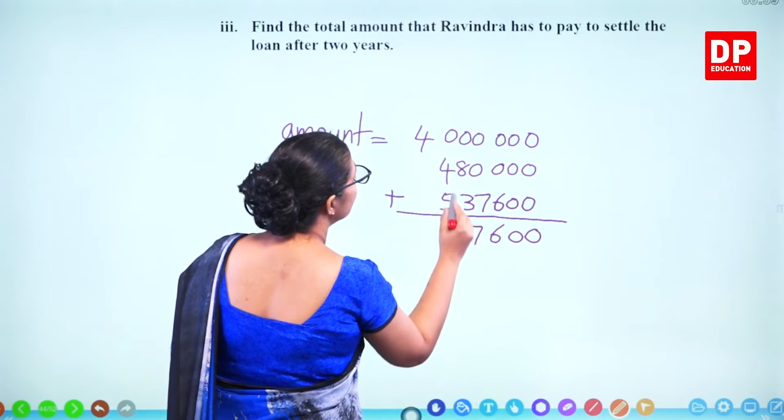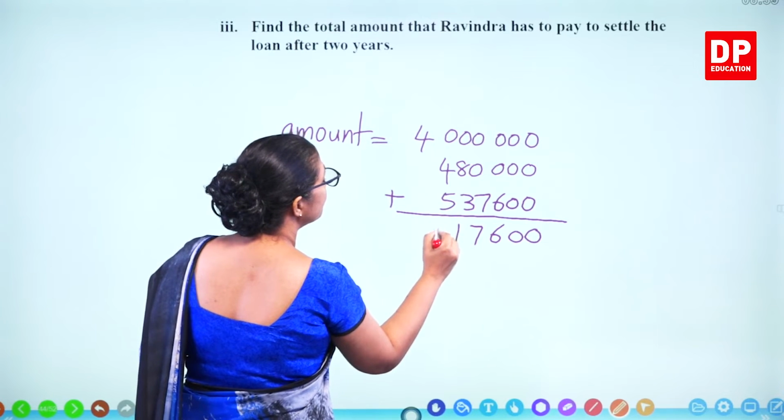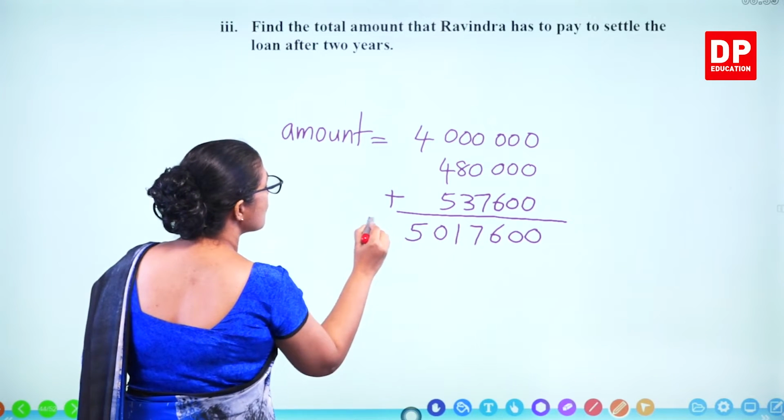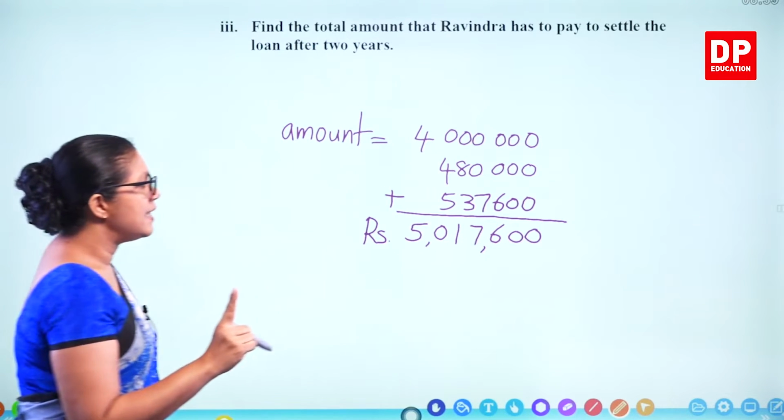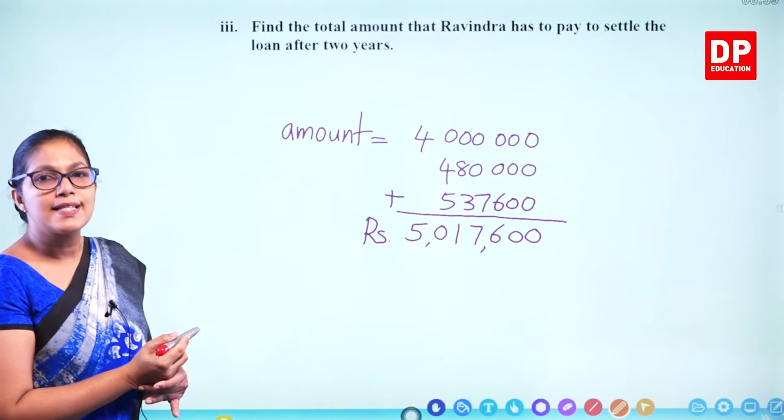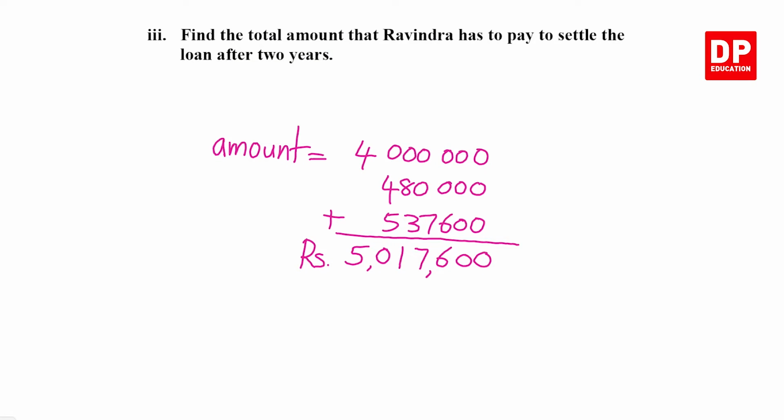So this is the total amount he needs to pay, 5,017,600 rupees. So I can give 3 marks for this one.